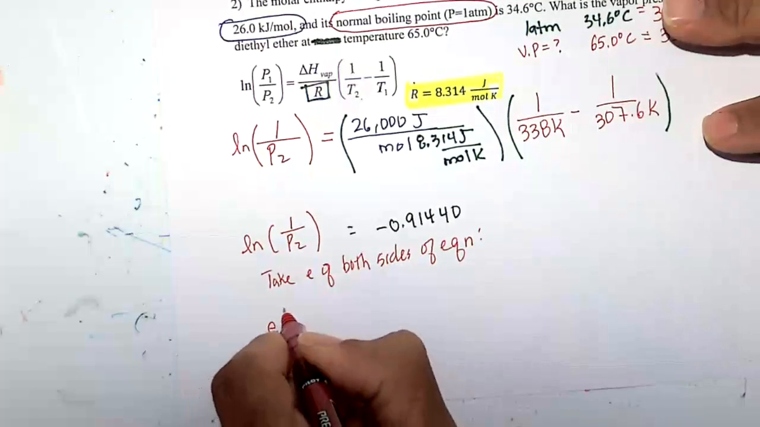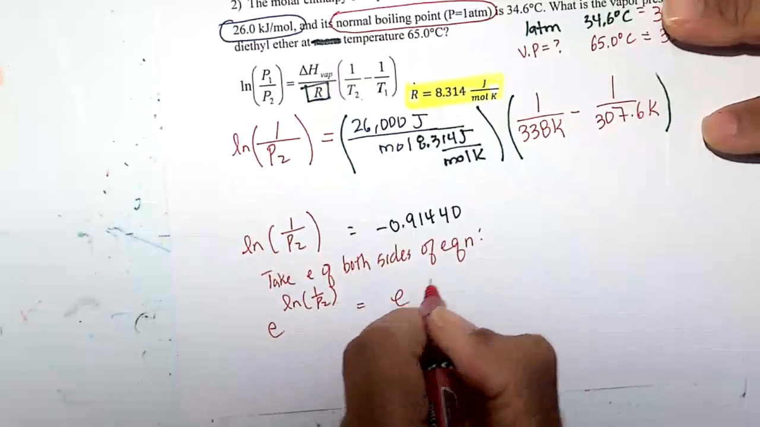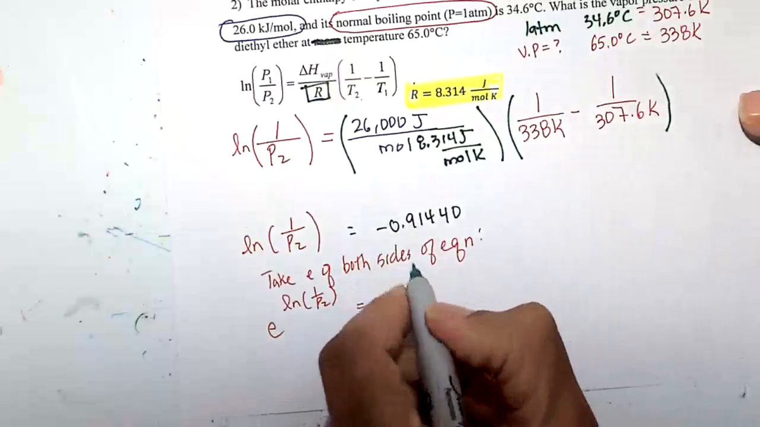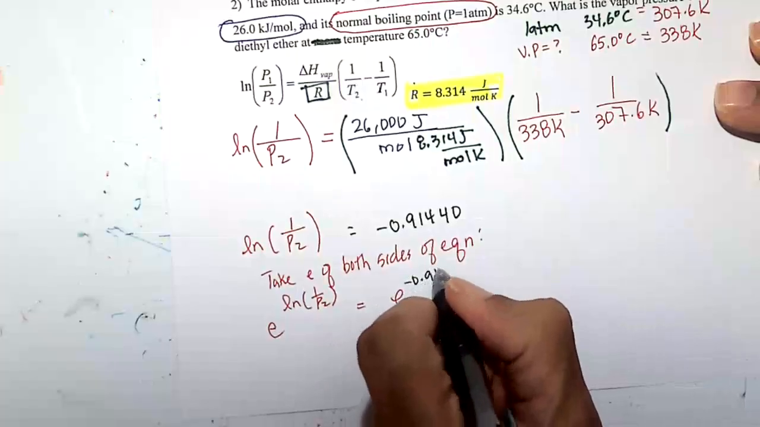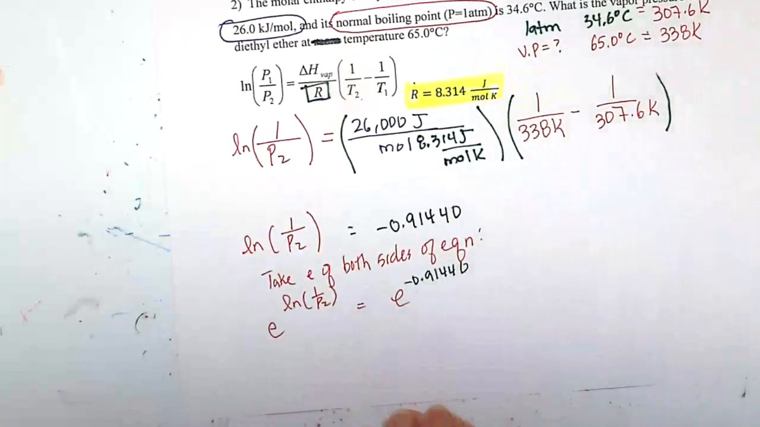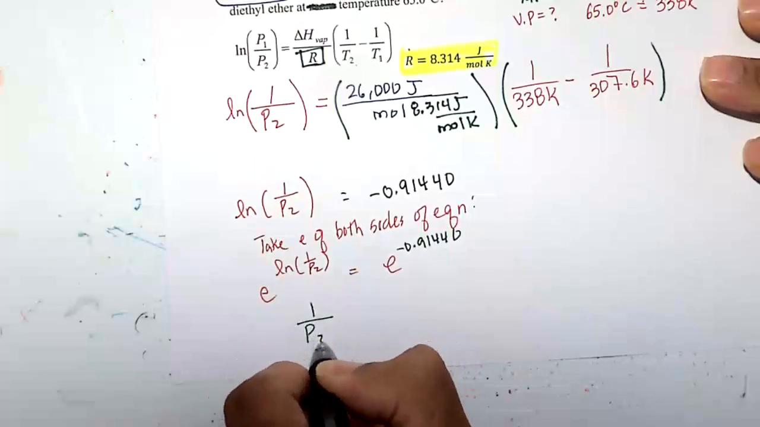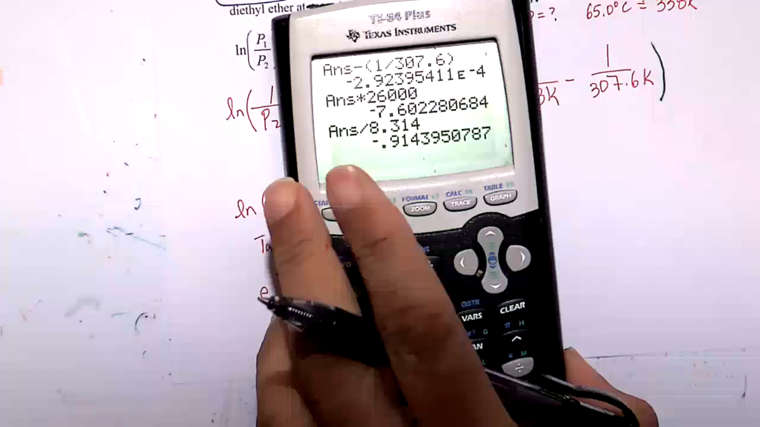Okay, so e to the power of natural log of 1 over P2 equals e to the power of negative 0.9144. So 1 over P2. What's e to the power of this number here?